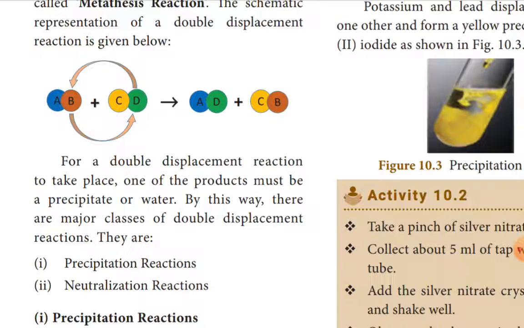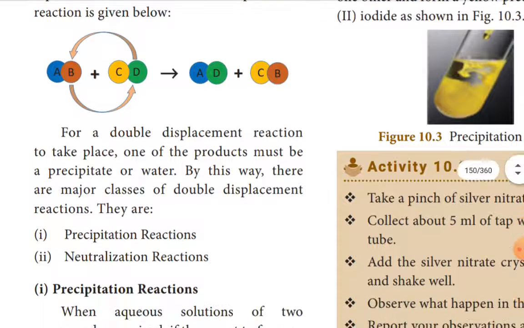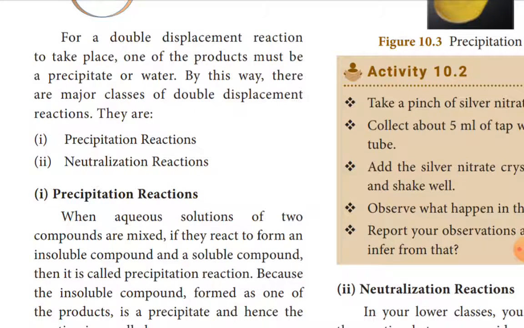or water. By this way, there are major classes of double displacement reaction. Two types are given: precipitation reaction. That is, when aqueous solutions of two compounds are mixed, if they react to form an insoluble compound and a soluble compound, then it is called a precipitation reaction. The precipitation reaction is nothing but any reaction that produces a precipitate.